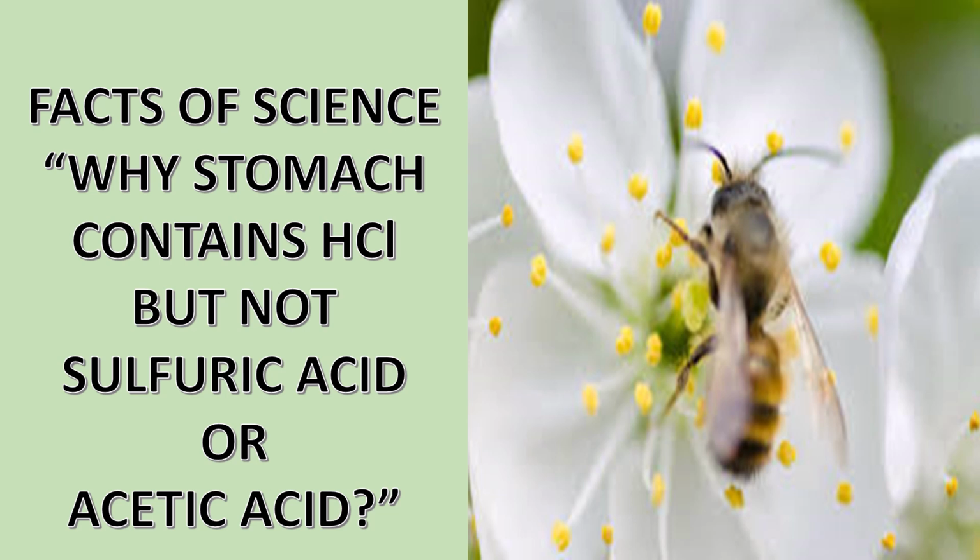Friends, in this video, I will tell you why stomach contains hydrochloric acid but not sulfuric acid or acetic acid. So, when we eat something, our stomach produces gastric juice. Gastric juice contains enzyme pepsin and HCl. Stomach produces HCl for the digestion of many kinds of proteins. HCl is a strong acid. It is naturally produced in the stomach.